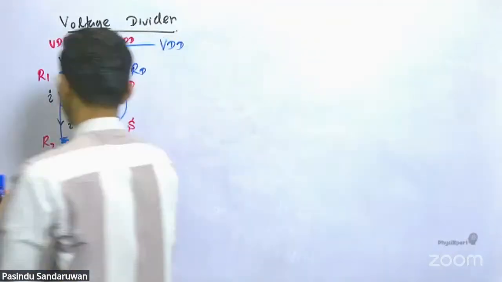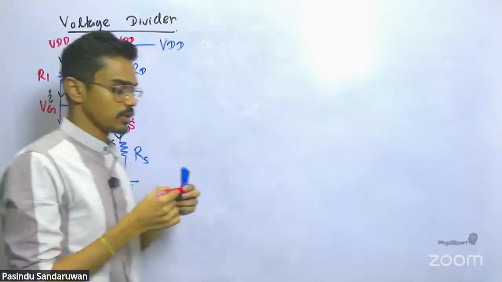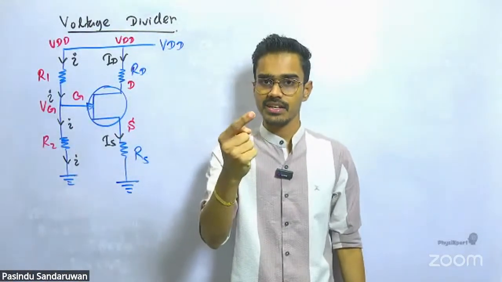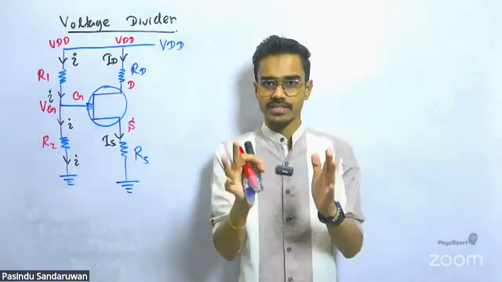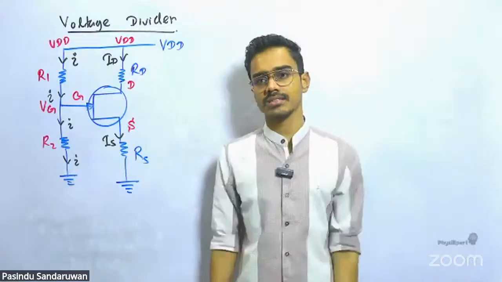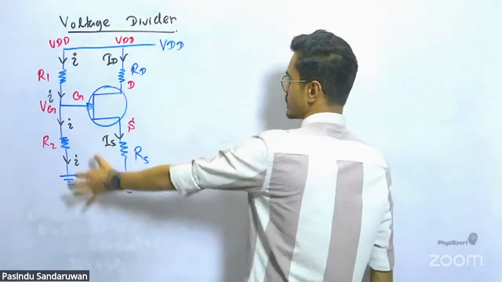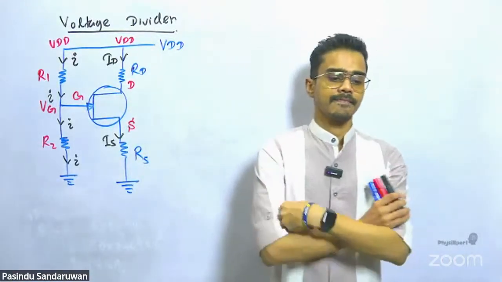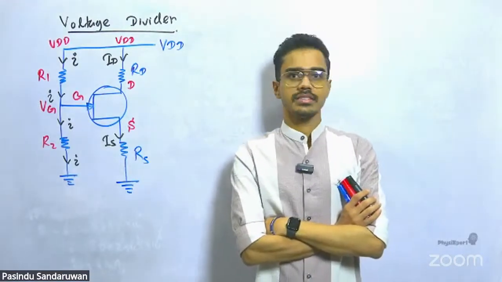If this is G, this point is VG. Now we can apply voltage divider to find VG. That's why this is called the voltage divider circuit. Very much the same idea we had in the bipolar transistor. Complete this, mark currents and complete this. See how comparative. Same thing.